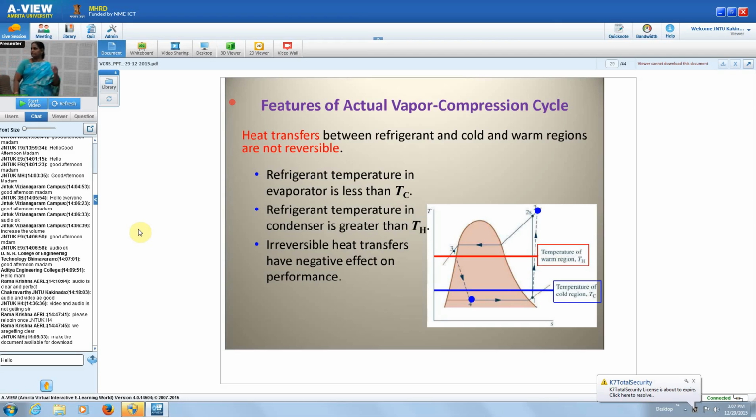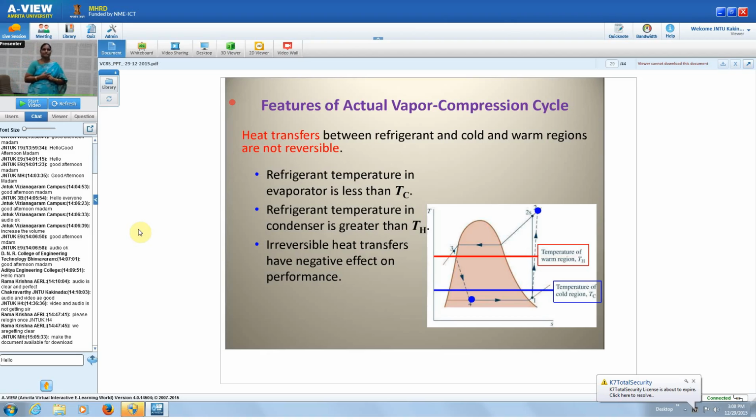Whatever cycle we have seen till now is the ideal cycle. In the ideal cycle, the assumptions we have considered are: compression is isentropic, heat rejection is at constant pressure, throttling is isenthalpic, and the heat abstraction in the evaporator is also at constant pressure and constant temperature. But in the actual case, a number of deviations are there. So let us see the deviations. Those are the actual vapor compression cycle.